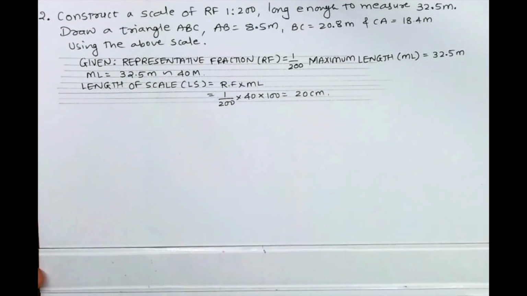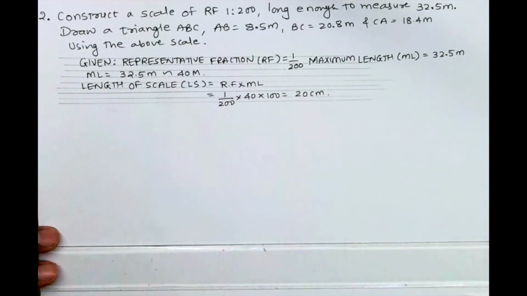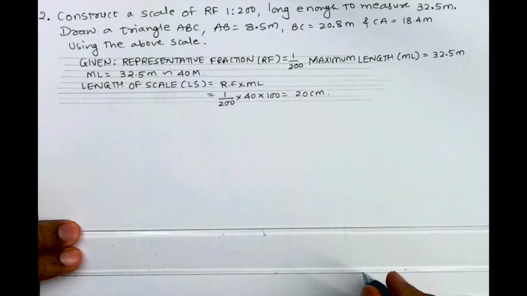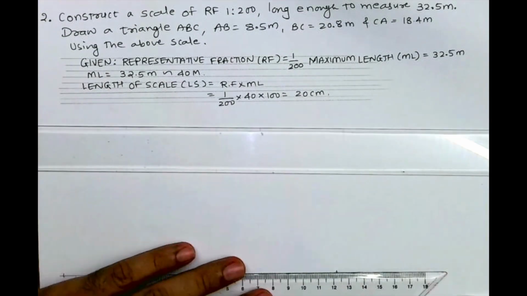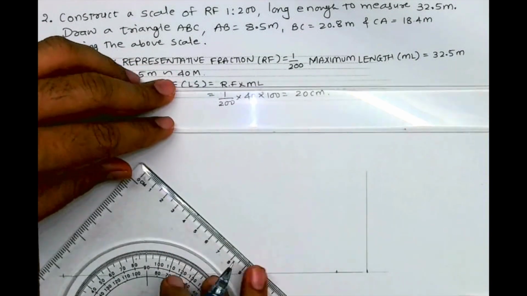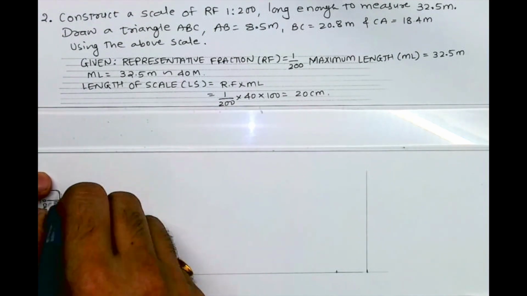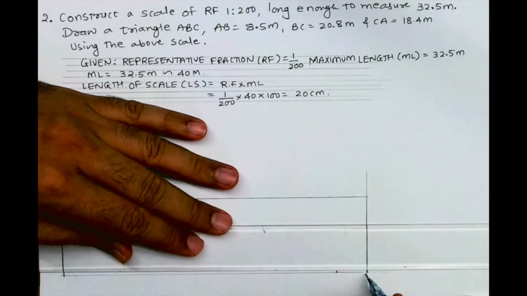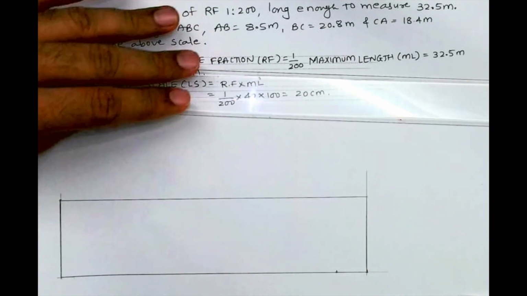So I will draw a 20 centimeter long line. So you draw a 20 centimeter long line and take a height of 5 centimeter and complete the rectangle. Then we have to divide this box into 4 parts because the maximum length is 40 meter.